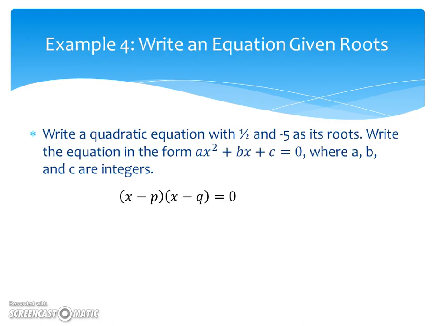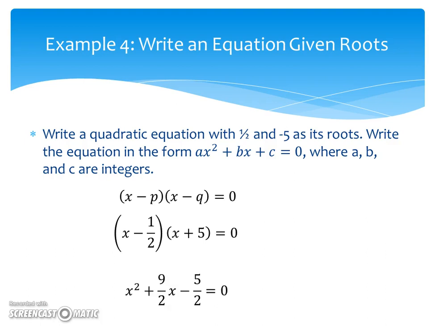Alright, next one, write an equation given the roots. An equation typically is x minus p, x minus q, where p and q are your roots. So we're going to replace them with 1/2 and negative 5. And then we're going to distribute here. So we get x times x, x times 5, negative 1/2 times x, negative 1/2 times 5. And we get x squared plus 9/2 x minus 5/2 equals 0.